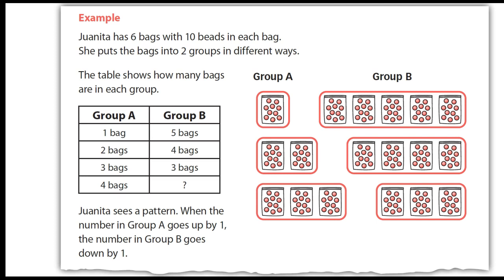Okay, so here's some more examples, okay? Juanita. She's Mexican, or Chile, Hispanic, or Latina, right? Juanita has 6 bags with 10 beads each in each bag, okay? So 6 bags, I believe that's group A. See, 1, 2, 3, 4, 5, 6. So 6 bags. Okay. She puts the bags into 2 groups in different ways. The table shows how many bags are in each group.